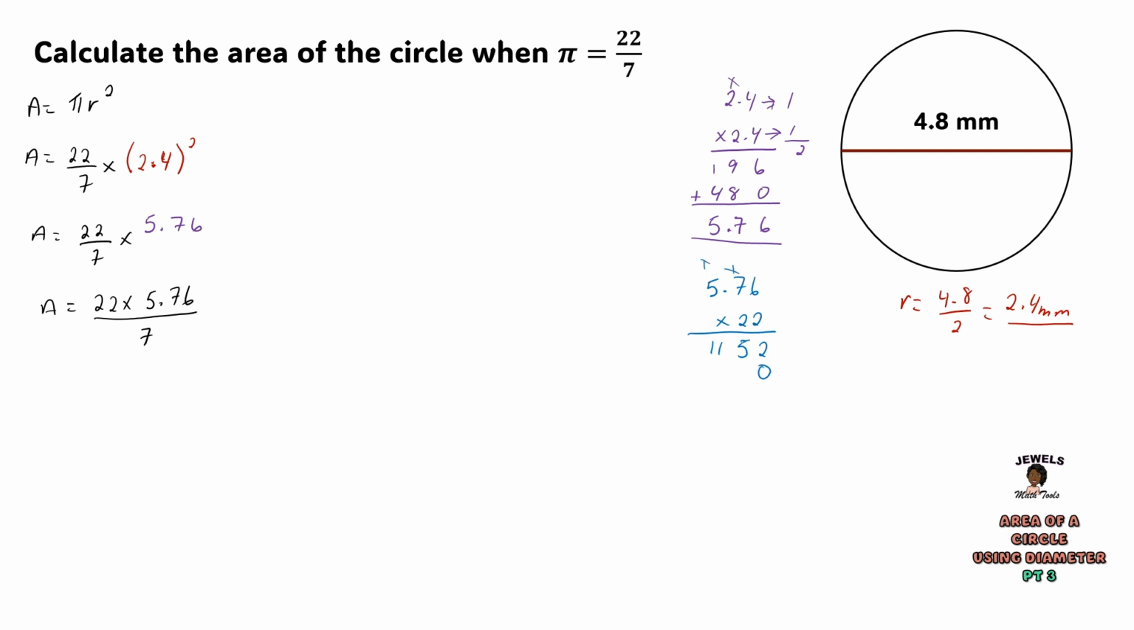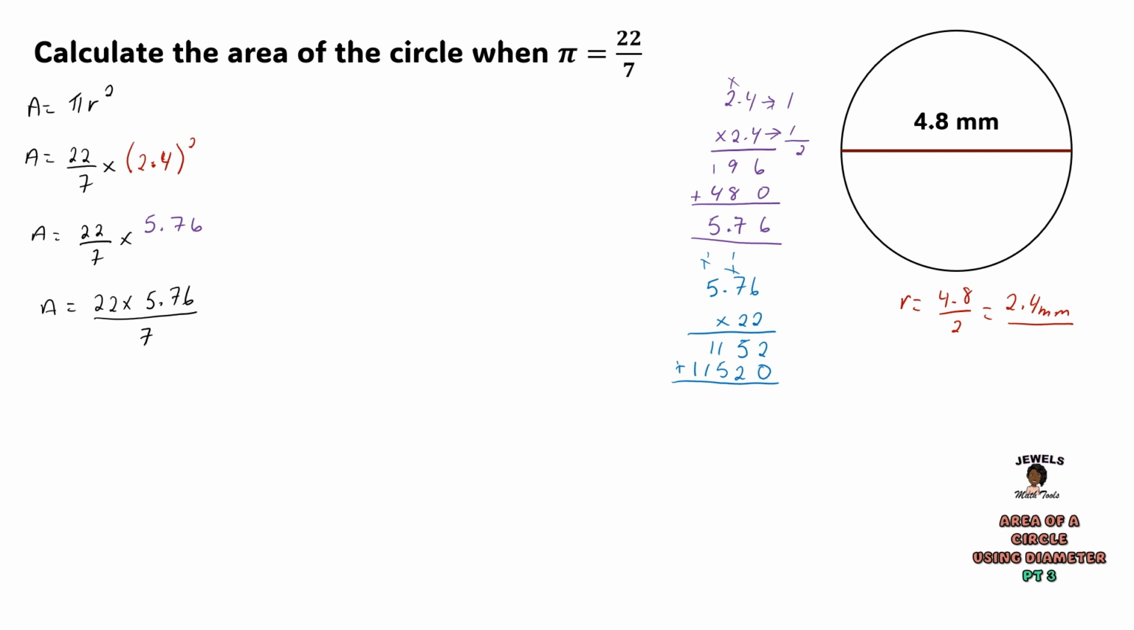And remember that since we're multiplying by the same digit, we should get the exact same numbers. So 2 times 6 is 12. Put our 2, carry the 1. 2 times 7 is 14 plus 1 will equal to 15. Put our 5, carry the 1, and 2 times 5 will equal to 10 plus 1 will equal to 11.